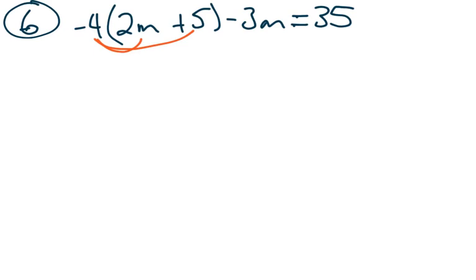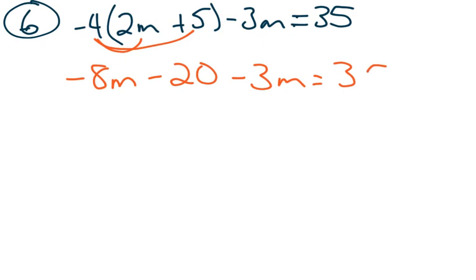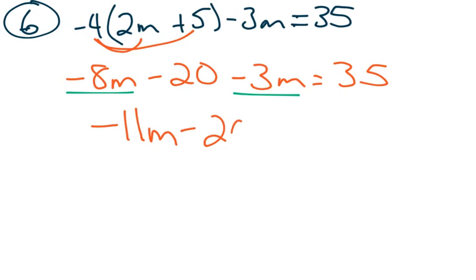So I've got negative 4 times 2m gives me negative 8m. Negative 4 times 5 is negative 20. And then I still have minus 3m equals 35. Do I have things to combine? Absolutely I do. Negative 8m and negative 3m: negative, plus a negative. We're not multiplying here, we're adding. That's like if I owe $8 and I borrow 3 more, that means I am now down $11. Negative 11m minus 20 is equal to 35.